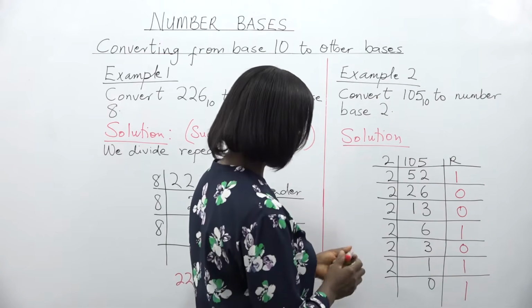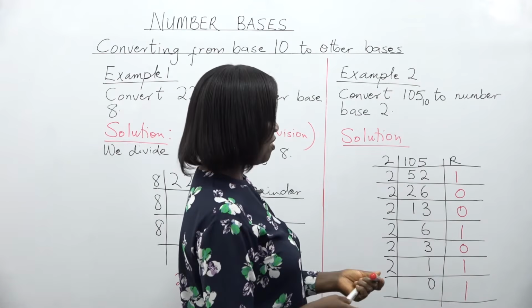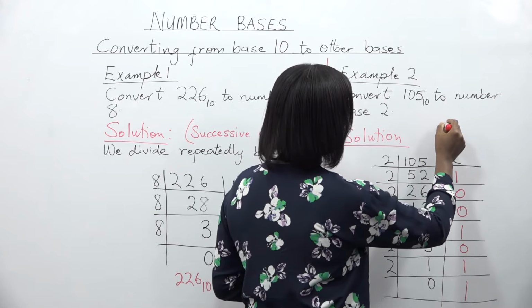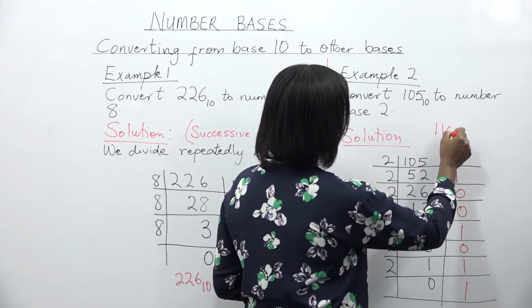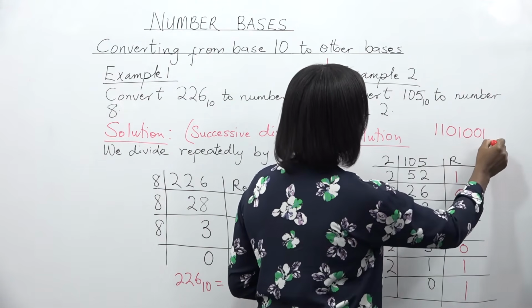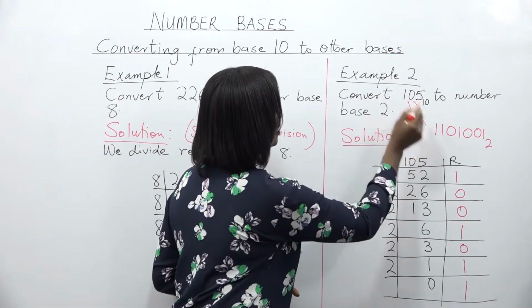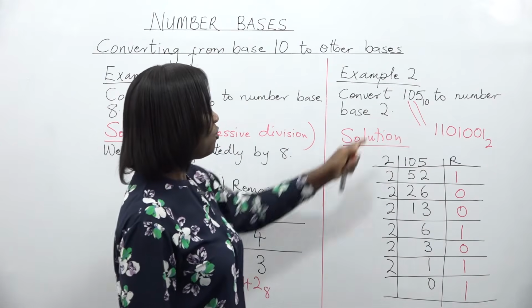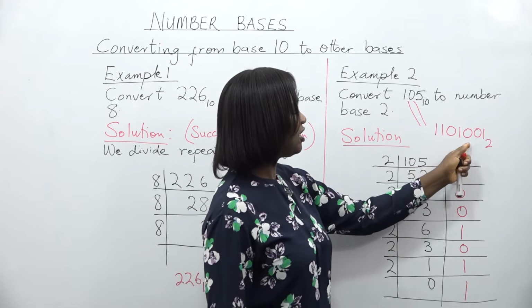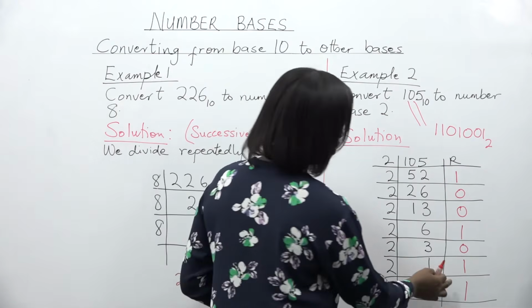So our answer is, we're counting upwards. So our answer is 1, 1, 0, 1, 0, 0, 1 base 2. So 105 base 10 is equal to 1101001 base 2.